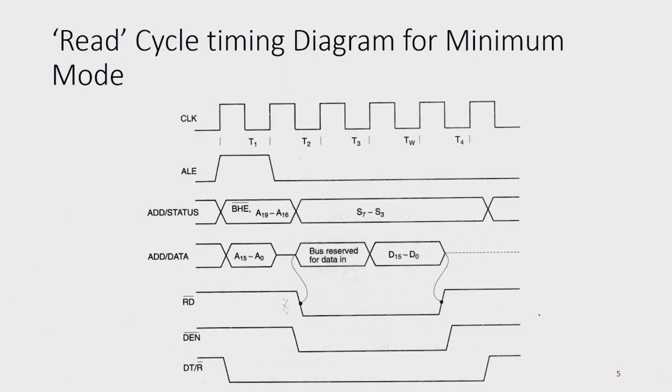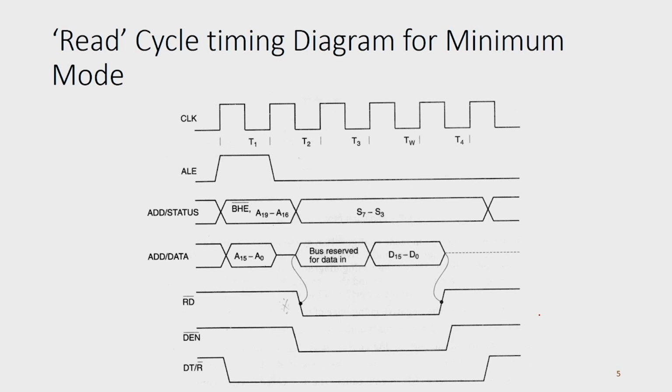So, before going to the functions of the other pins, I would like to explain the bus cycles of 8086. As you already discussed, the bus cycle takes 4 T states: T1, T2, T3, T4. But there is also one wait state. If the external device is not ready, as we discussed in the last class, whenever the microprocessor wants to read data from a peripheral, we know the peripheral is slower when compared with the microprocessor.